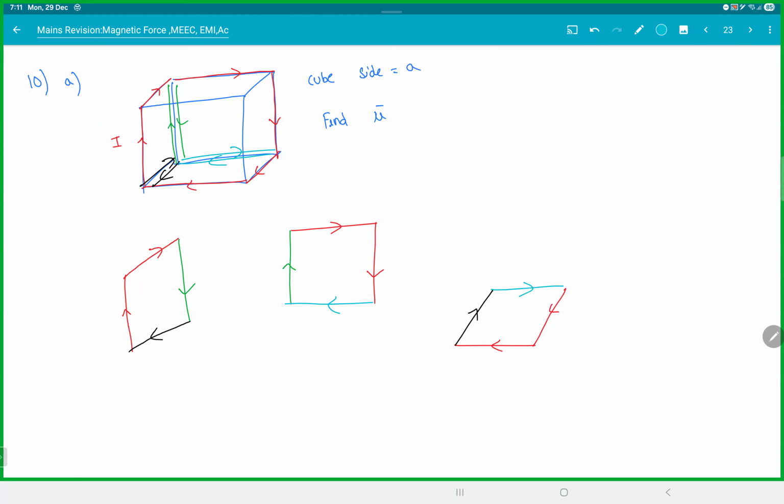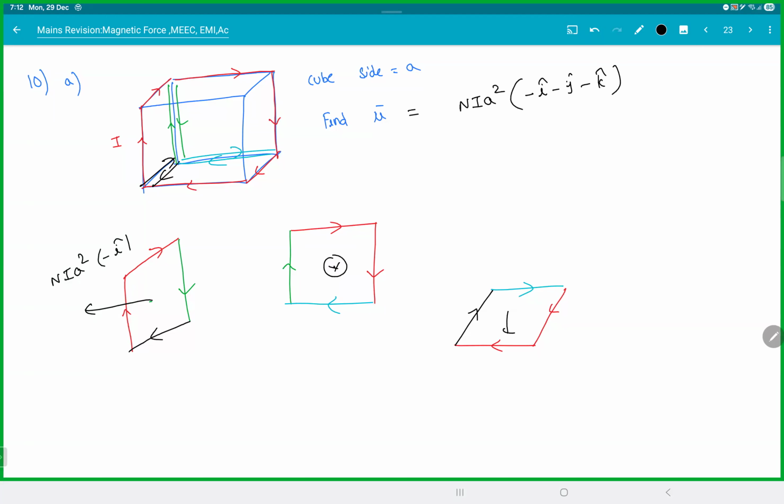By imagining 6 imaginary wires, I could create 3 complete loops. So this thing is rotating that way. So this would be the mu bar, which is n I area. Area is a square. That would be minus I cap. This would be into the plane. This would be down. So mu bar of the system will be n I a square into minus i cap minus j cap minus k cap.